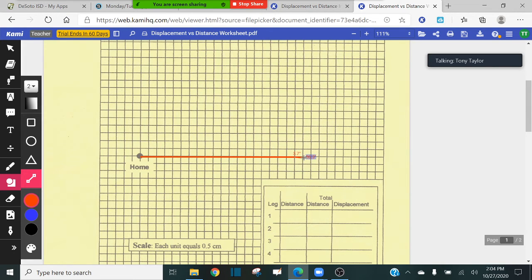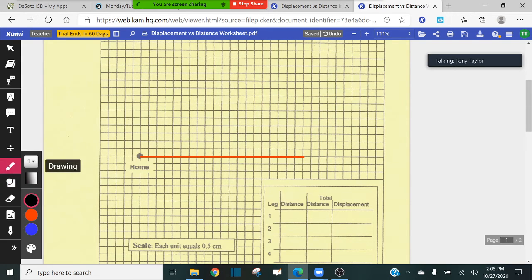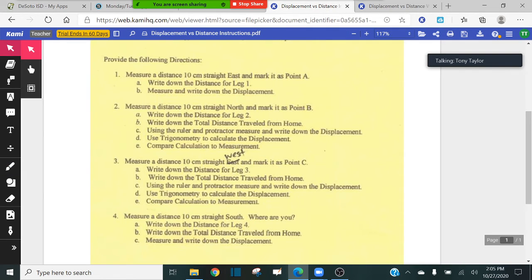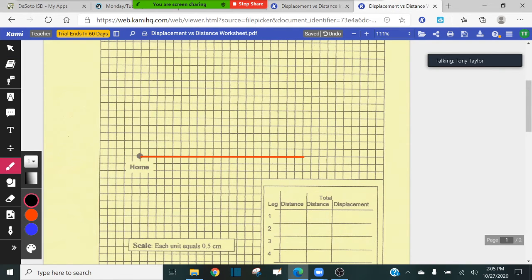It's a good thing I counted it. Okay, so let me draw one more line to represent 20. Okay, so there we go. That line is 10 centimeters. And of course, following the instructions, we want to label that point A. So I'm going to label this point right here point A. And I'm going to call this line leg 1, because we're at leg 1 of our journey. So leg 1.